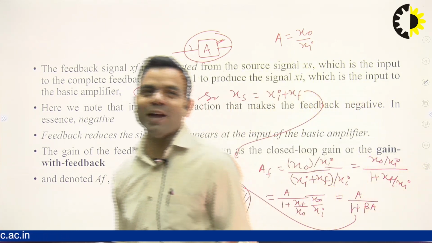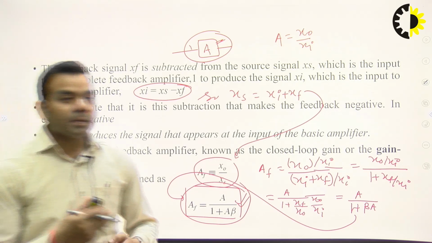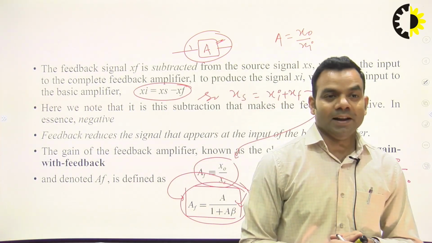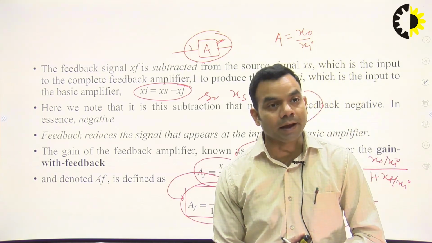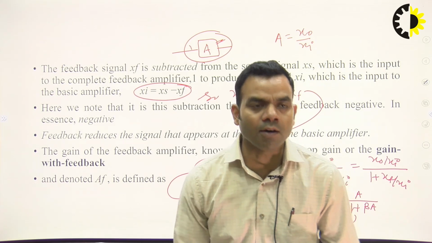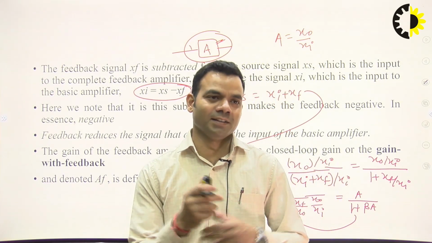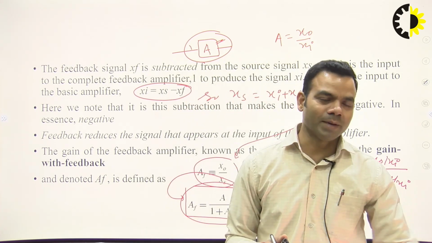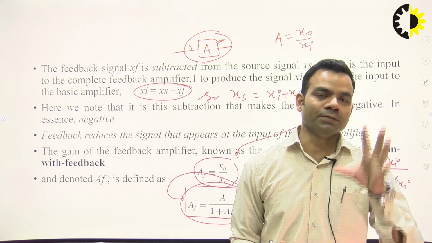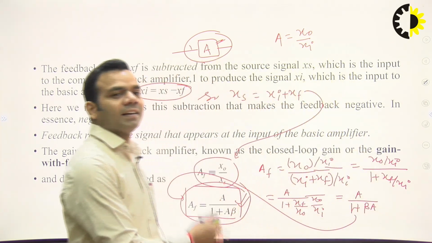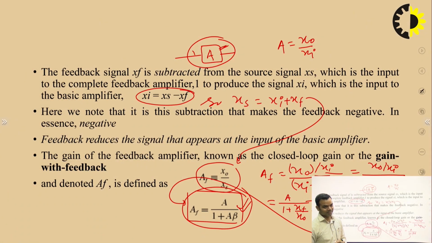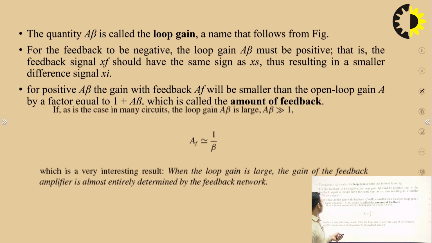So obviously you may have one question that our purpose is to amplify the signal, and this negative feedback system is reducing the gain. So what is the importance of using negative feedback, or why we are moving towards negative feedback system from simple amplifier, even though the gain decreases in case of negative feedback? Obviously, there must be some advantages. That's why we are moving towards negative feedback system. What are those advantages, that we will discuss very soon.